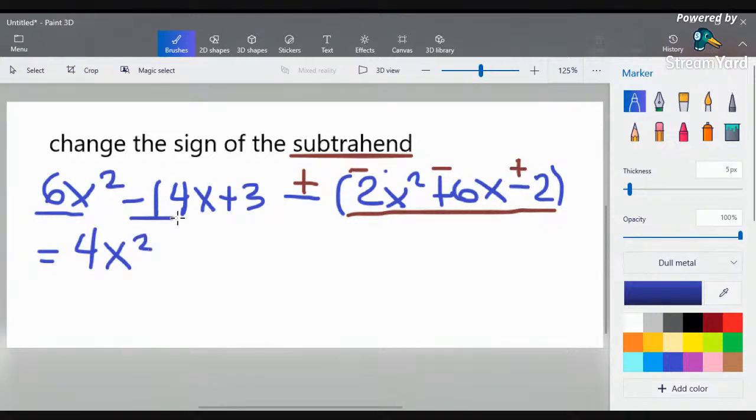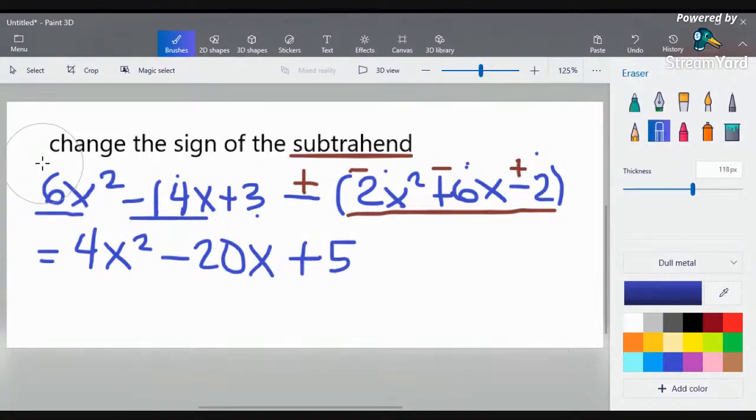Next, negative 14x minus 6x. So, utang is 14 plus utang of 6. We get a total utang of 20x. And 3 plus 2, the answer is 5. So, therefore, our final answer will be 4x squared minus 20x plus 5. Okay, let's proceed to multiplication.